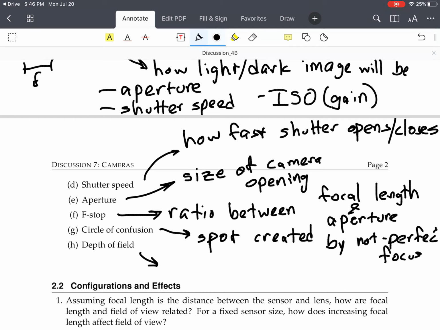Okay, and last but not least, the depth of field. This one's pretty simple. It's the range of depths that are in focus. When you have a camera, there are some areas where you can have focus. Oftentimes if something is too close to the camera, you can't quite bring it in focus, or if it's too far, you can't quite bring it in focus. So the depth of field is the range of depths that are in focus.